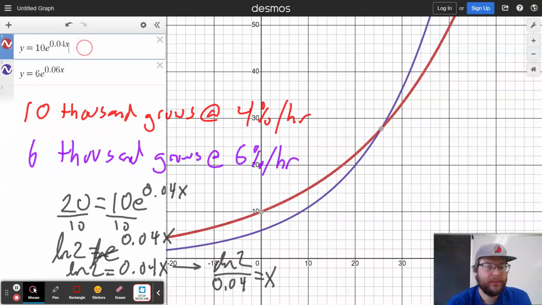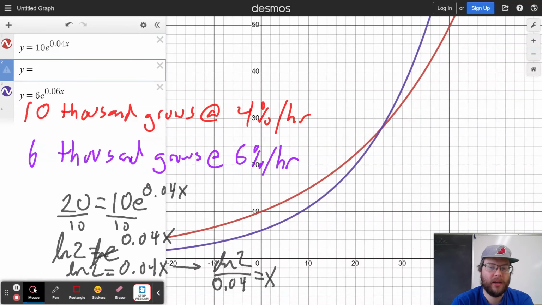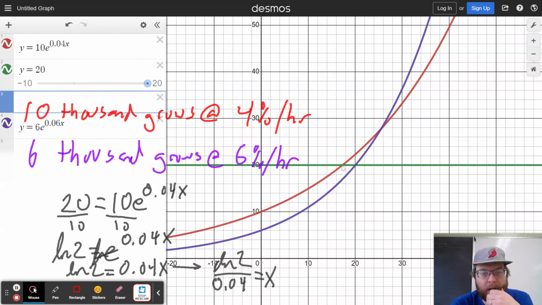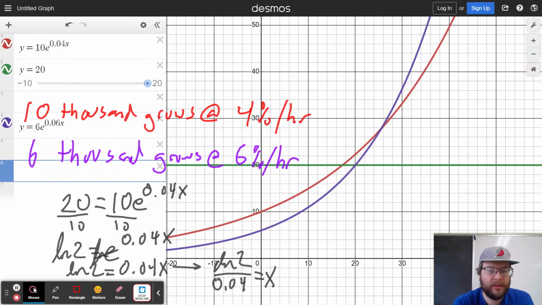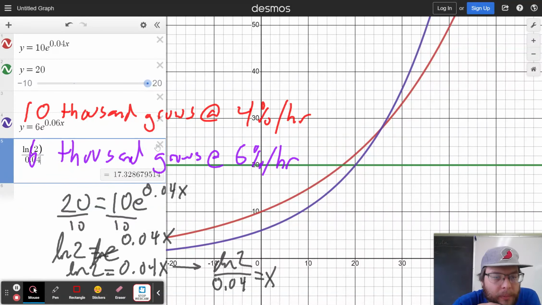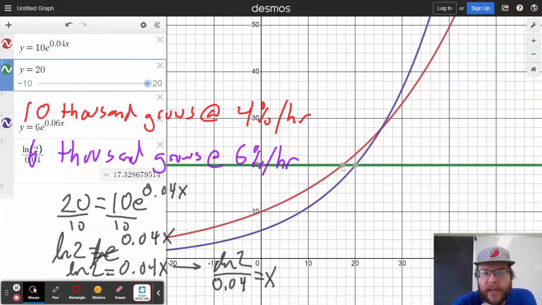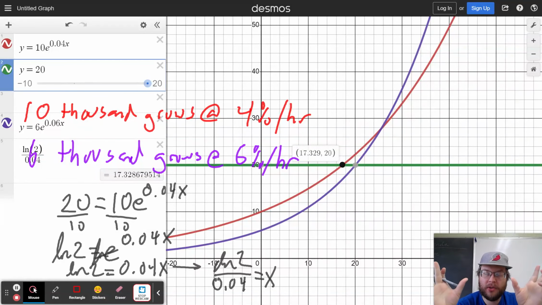By the way, I can prove it to you that I did that correctly if I type y equals 20. If I look at where my red graph hits it, the x value right there is equal to this x value I wrote down there, natural log of 2 over 0.04. And if you still don't believe me, I'll prove it to you. Natural log of 2 over 0.04 shows up, 17.3, exactly like the point of intersection right there. You might be wondering, though, how can we solve an equation where we have exponentials on both sides?